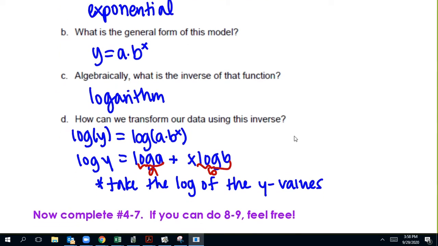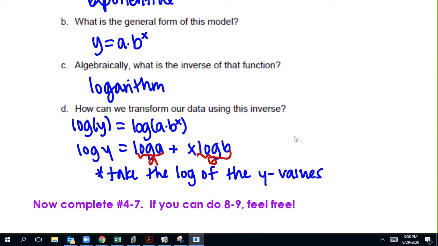Now you guys can use that knowledge to do 4 through 7, and if you feel like you can do 8 to 9, go ahead, but I do need to help you with number 6 first. So go ahead and try 4 through 7, pause this, check on number 6 before you continue to 8 and 9, since you'll be using your answer to that before.